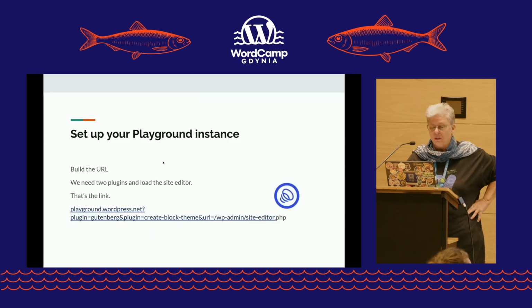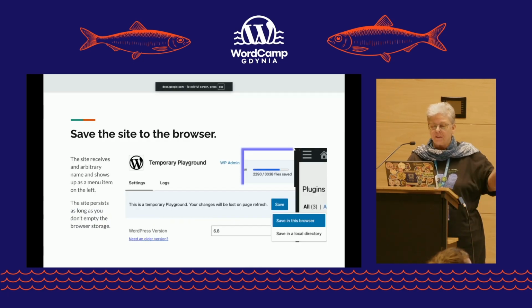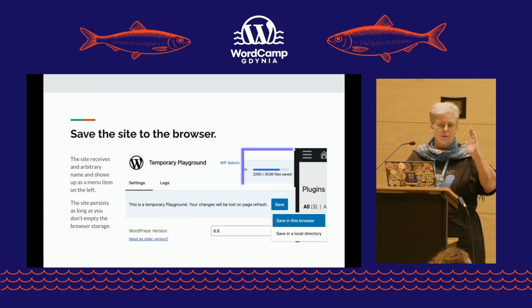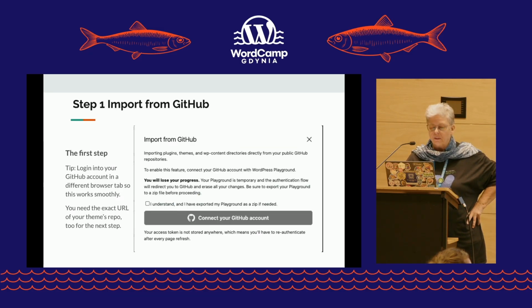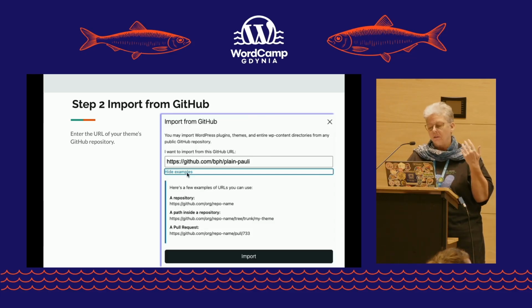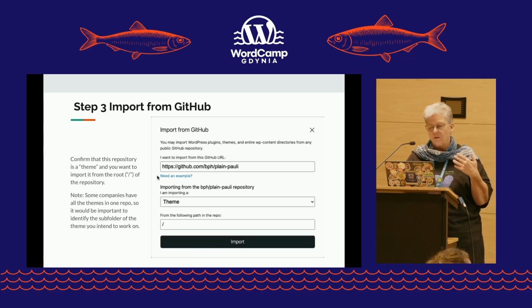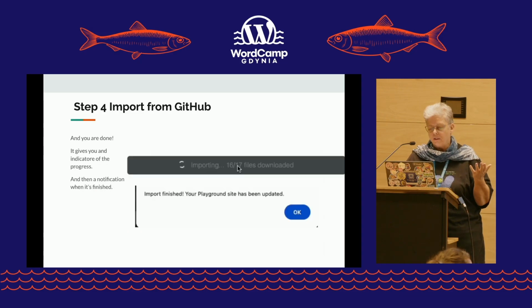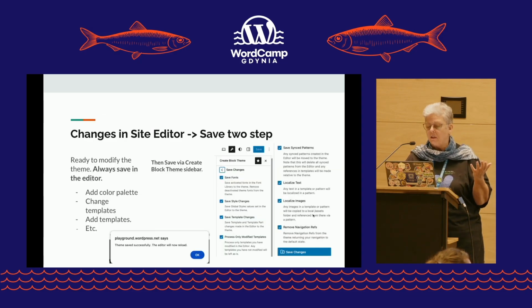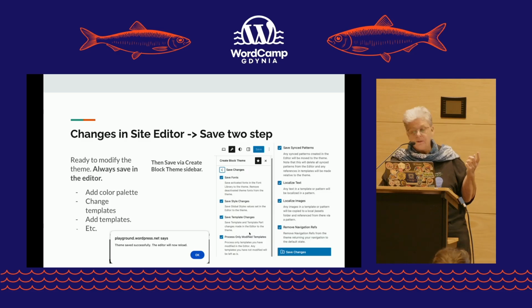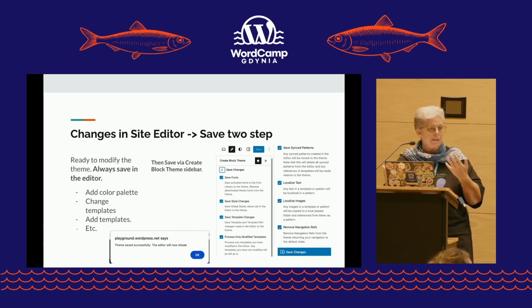Well, what did we do? I set up the browser instance. We saved the site. Well, I didn't save it to the browser, but you probably always want to save it to the browser, so if your internet goes down, you come back and have a version of it in your Playground. Then import from GitHub. We saw what you have to put in there. You saw the interface, and then the changes. So I replicated the screenshot from the Create Block Theme. What can you save there? It's pretty much everything that you might do in a database that you can save into your files.